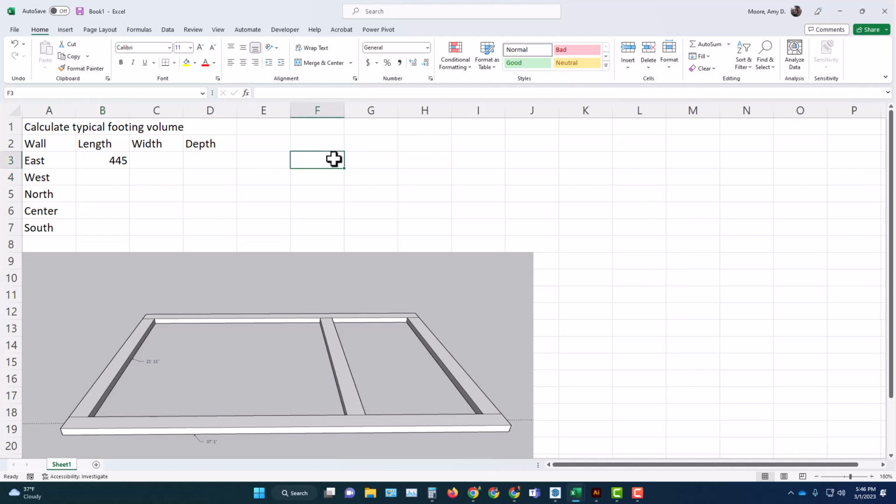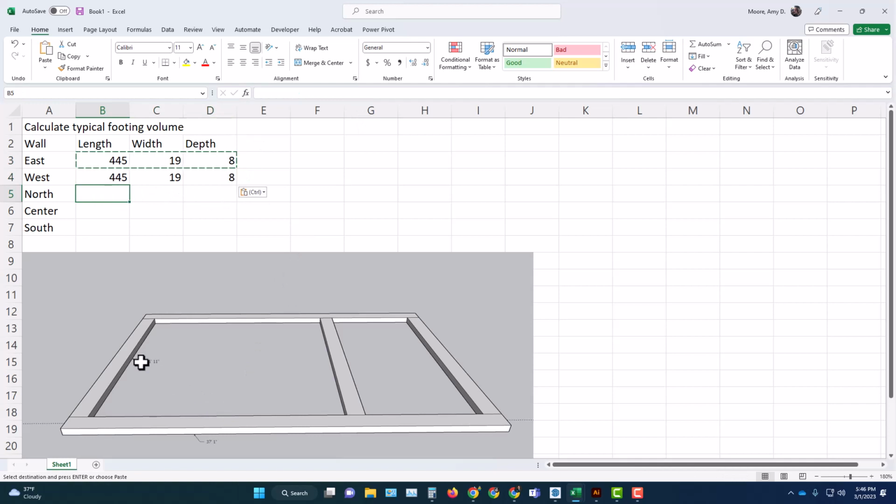Let's take a look at what 37 feet 1 inch equals. So 37 times 12 plus 1 is 445. So that is accurate. The width is a constant 19 inches, and the depth on a standard footing would be 8 inches. My west is exactly the same, so I can copy those values there.